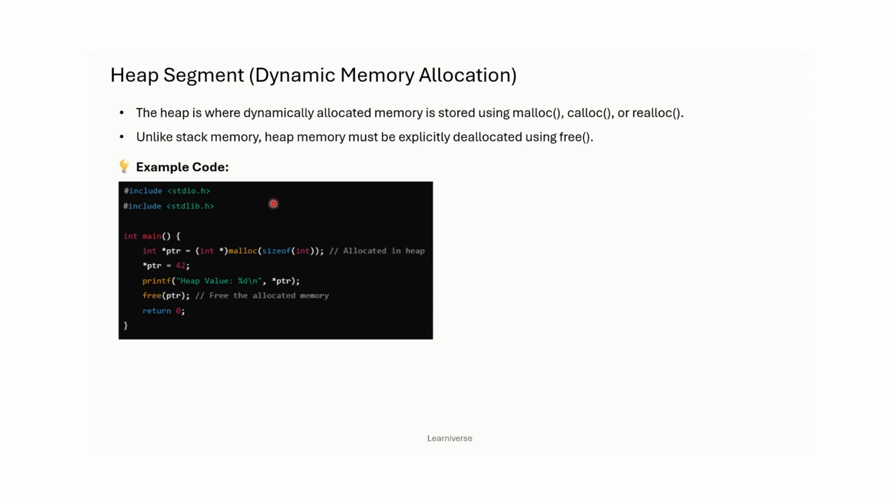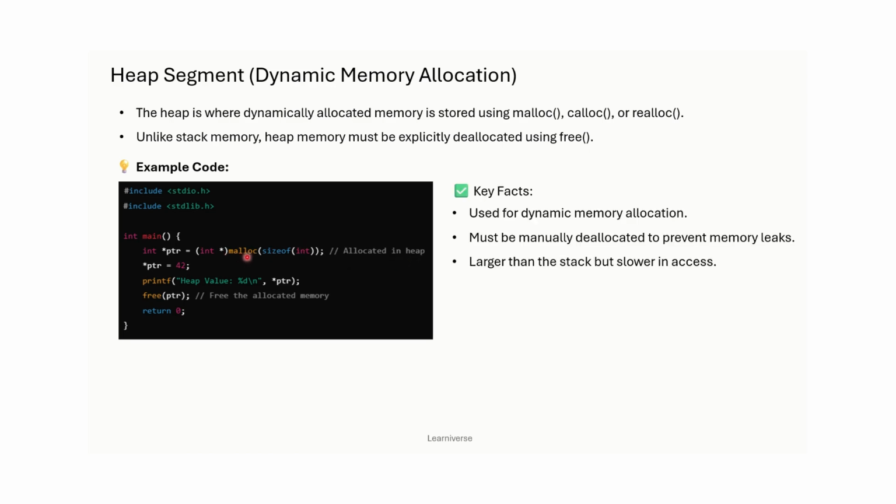So here is a code example. Here we have allocated memory in the heap using malloc, and some key facts are it is used for dynamic memory allocation. It must be manually deallocated, mainly to prevent memory leaks. It is larger than the stack but slower in access.